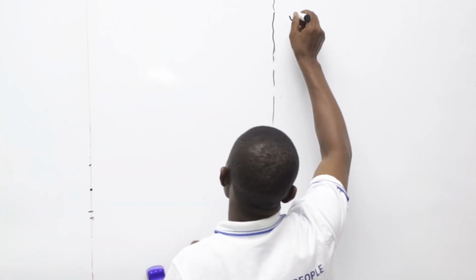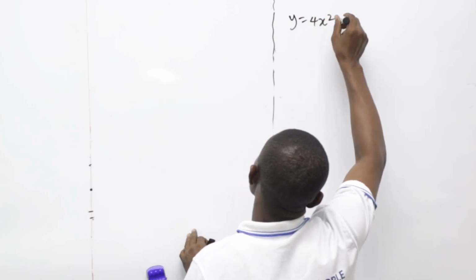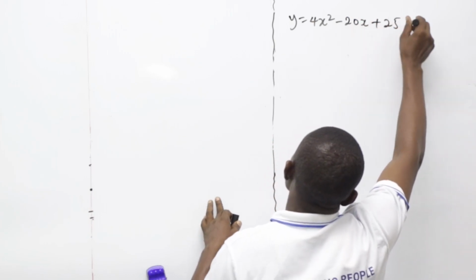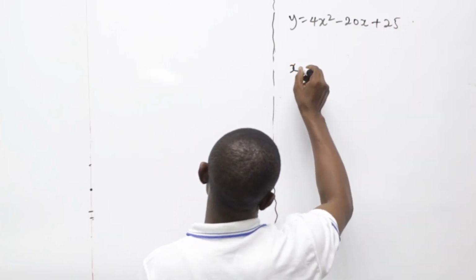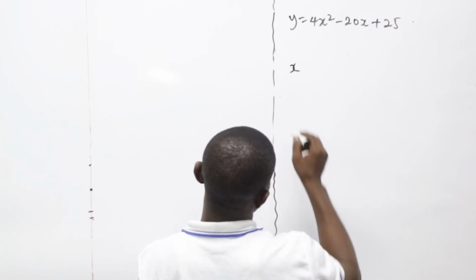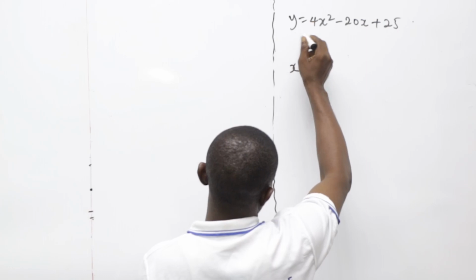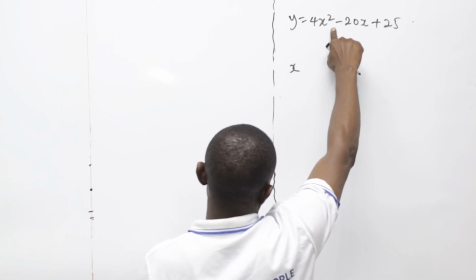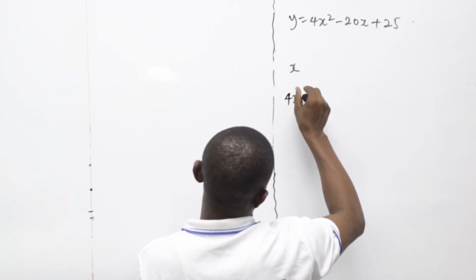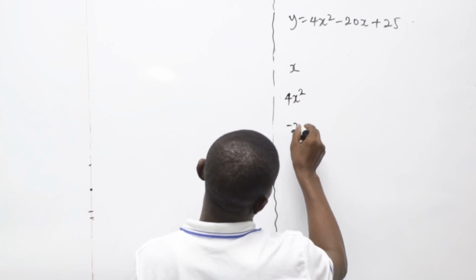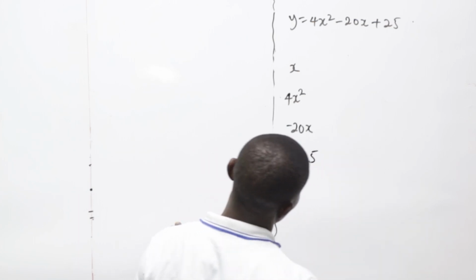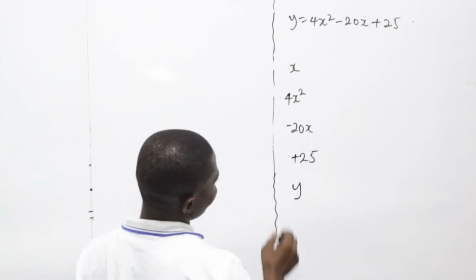Okay, this is the next one I'm talking about. If y equals 4x squared minus 20x plus 25. You now say this is x, okay? And the next thing, interpreting this y, is this, the whole values of x. So under x, we have 4x squared, which is the first one. We have minus 20x, which is the second one. We have plus 25, which is the third one. I will now have y itself, which is this table.